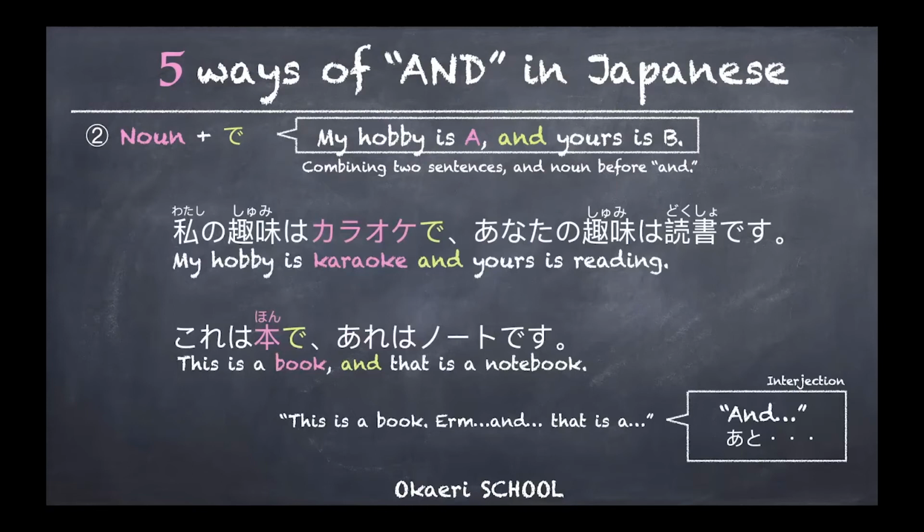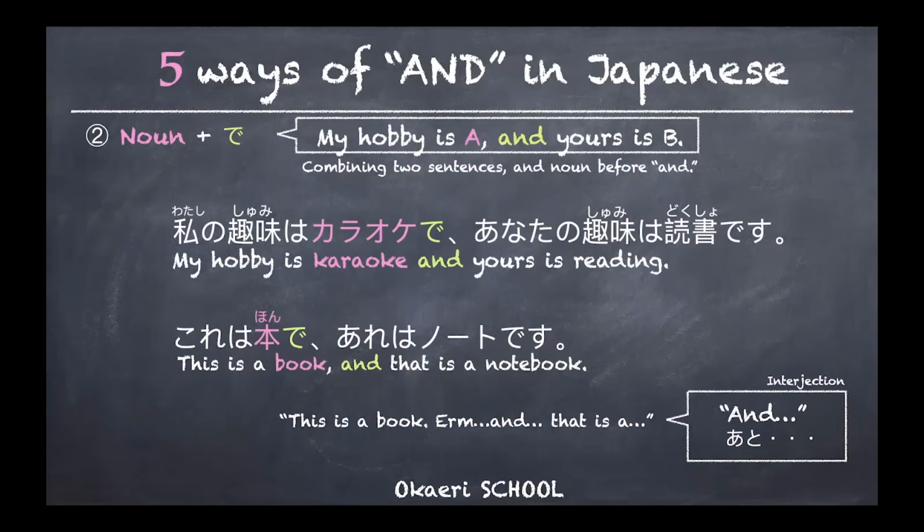My hobby is karaoke and yours is reading. So this looks a bit different from my hobbies are karaoke and reading. There are two sentences combined. 私の趣味はカラオケで、あなたの趣味は読書です。So in this situation, you have to have で. It'd be wrong to say 私の趣味はカラオケと、あなたの趣味は読書です。So the other example: this is a book and that is a notebook.